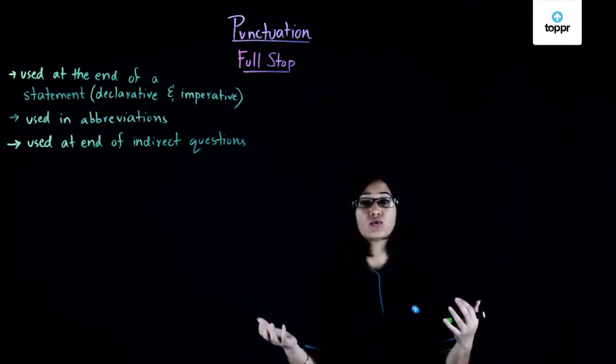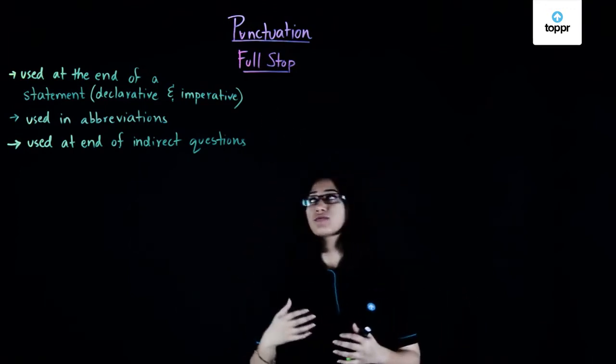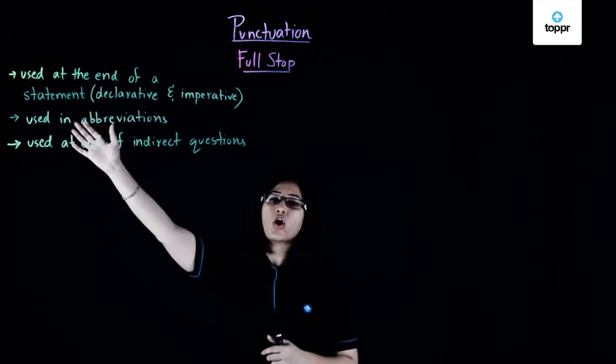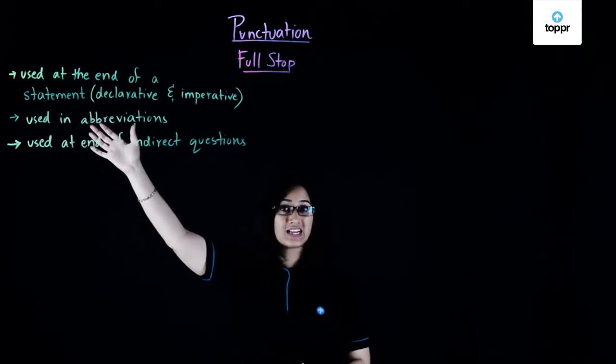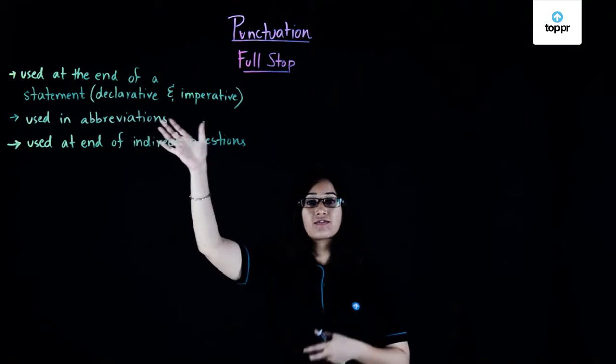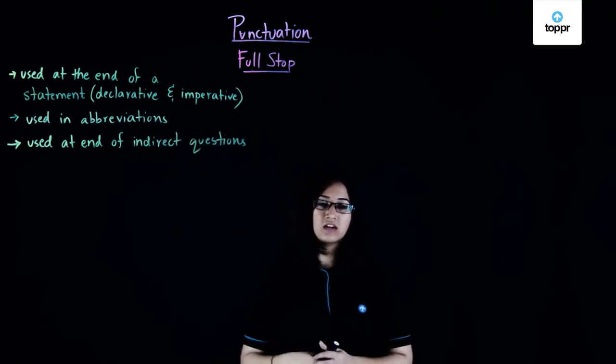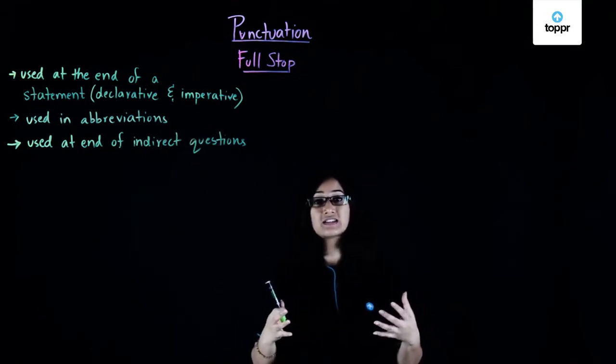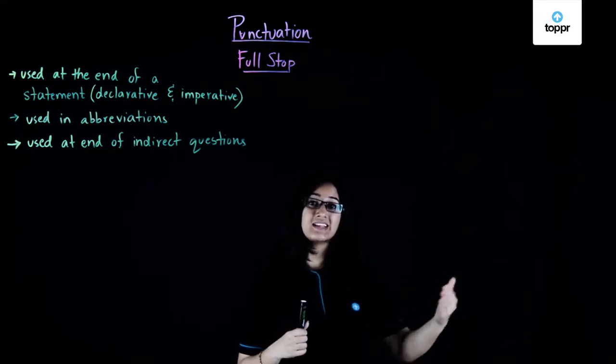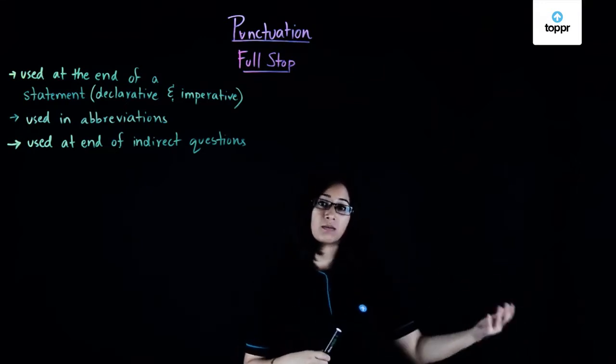Now, where do we use the full stop? We use the full stop at the end of a sentence which is a statement, a declarative or an imperative statement. So, declarative sentences or statements are basically anything that states a fact or some information.